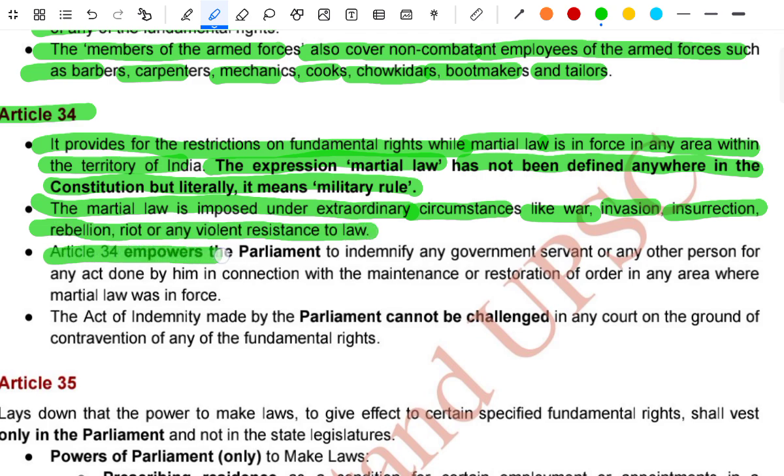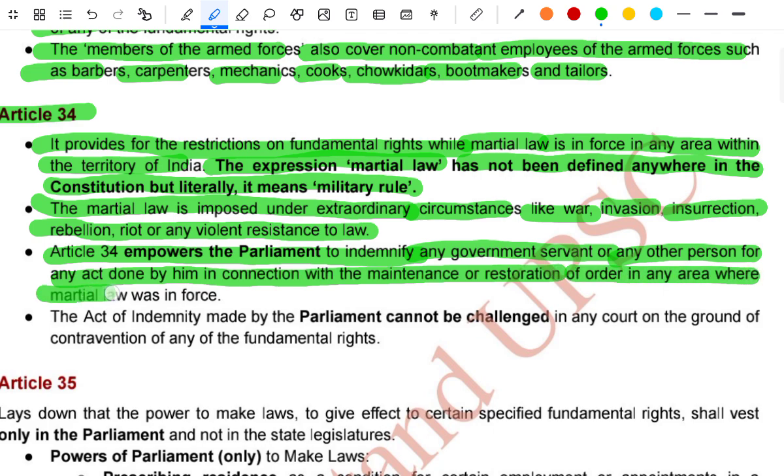Article 34 empowers Parliament to indemnify any government servant or any other person for any act done by him in connection with the maintenance or restoration of order in any area where martial law has been in force. The Act of Indemnity made by Parliament can't be challenged in any court on the ground of contravention of any of the fundamental rights.